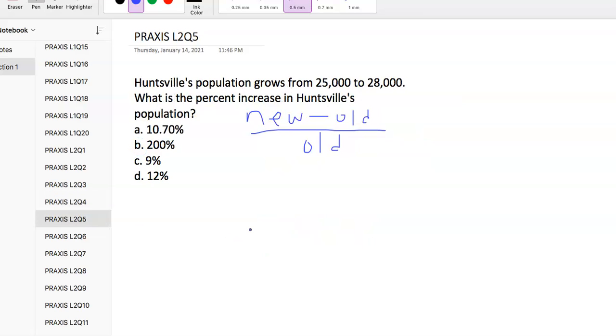Question 5. Huntsville's population grows from 25,000 to 28,000. What is the percent increase? Okay, so you see, I already wrote this formula down: new minus old divided by old.